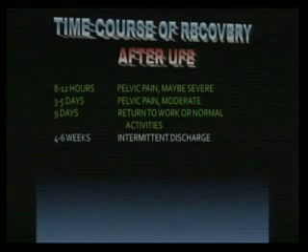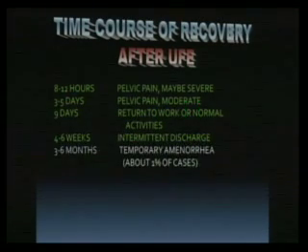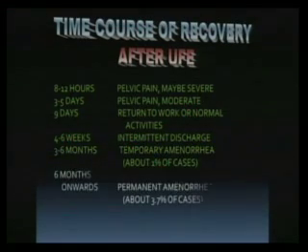Then 4 to 6 weeks, there could be intermittent discharge. And 3 to 6 months, temporary amenorrhea, about 1% of cases. And then 6 months onward, permanent amenorrhea in about 3.7% of cases.